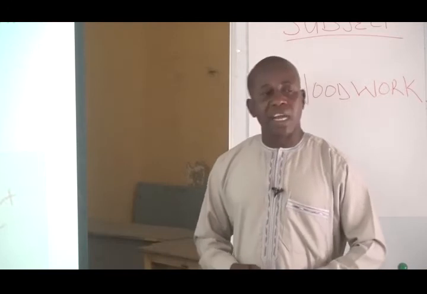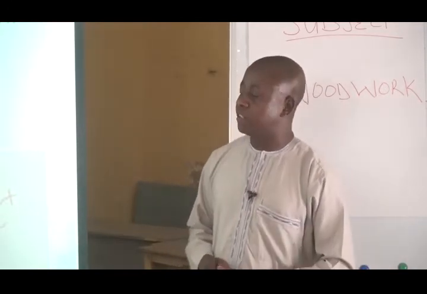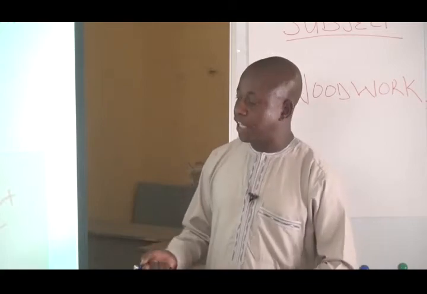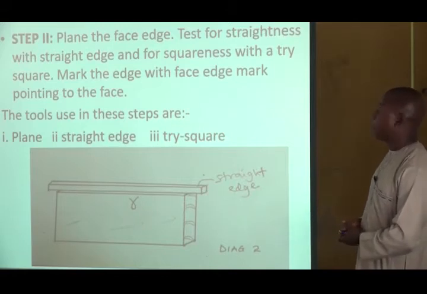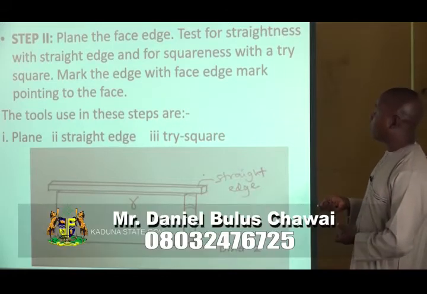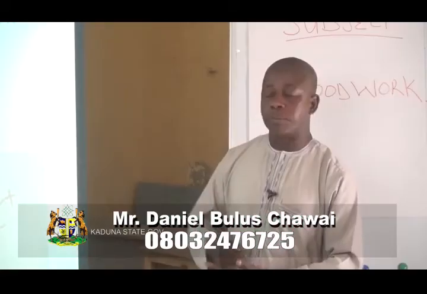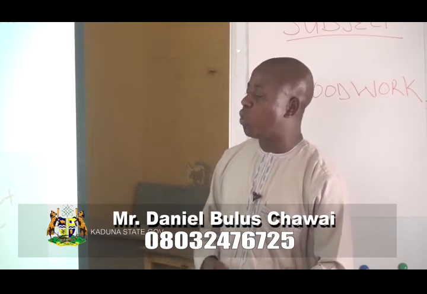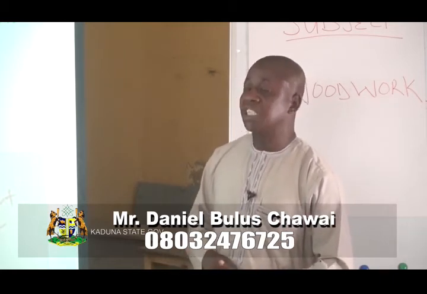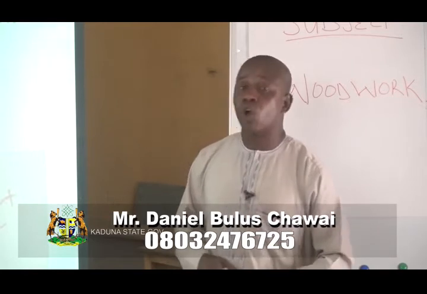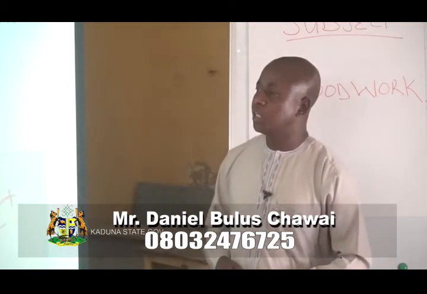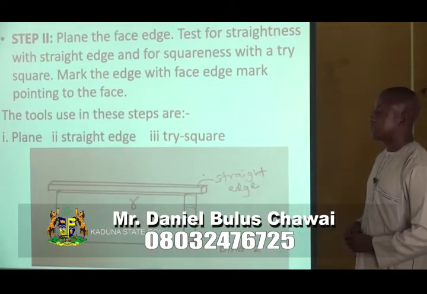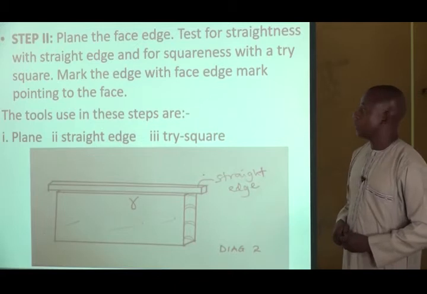And the tri-square is always placed in conformity with the face edge. The stock of the tri-square is placed on the face, while the blade of the tri-square is placed on the edge being planed and swiped to know whether the edge is straight, flat, and also square to the face. The tools we use at this stage include the plane, the straight edge, and the tri-square. That takes us to step three.